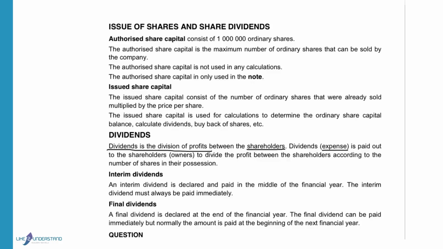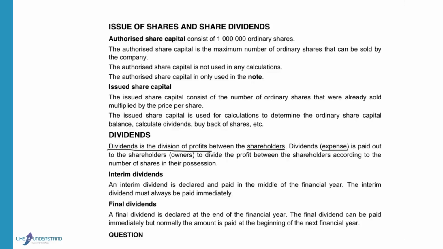If I have 50,000 shares and they give me 10 cents per share, I will get 5,000 Rand out of the profits. It is a way to divide the profits according to the amount of capital that was contributed to the business. Now we get two different types of dividends.